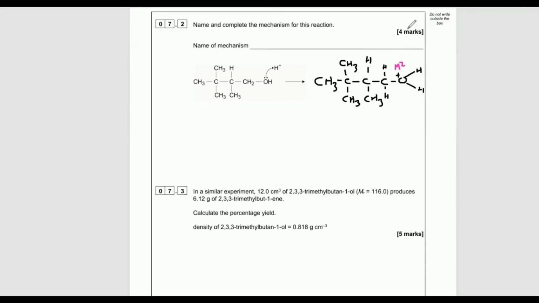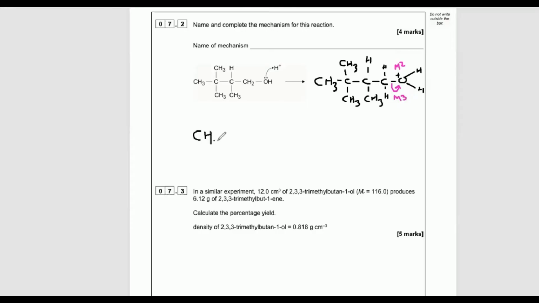Now this is unstable. So in order to stabilize, and that's going to get you the mark called M2 in the mark scheme, out of the 4 marks. Now in order to stabilize this, the bond here between the carbon and oxygen is going to break and donate the electrons to that positive charge on the oxygen atom in order to stabilize it. And that is your M3. So another mark you get for the mechanism.